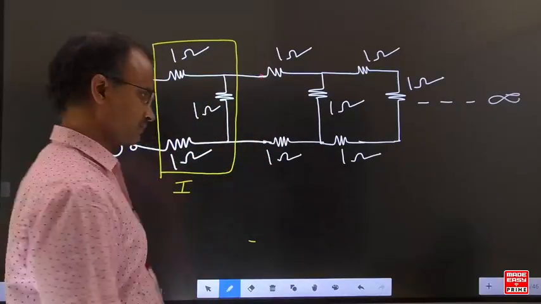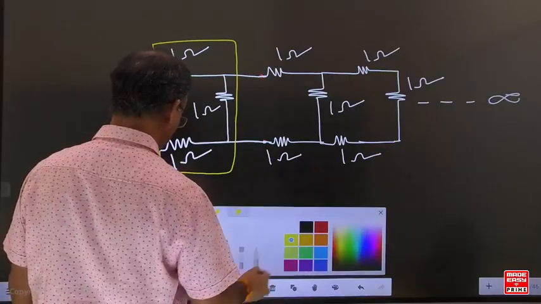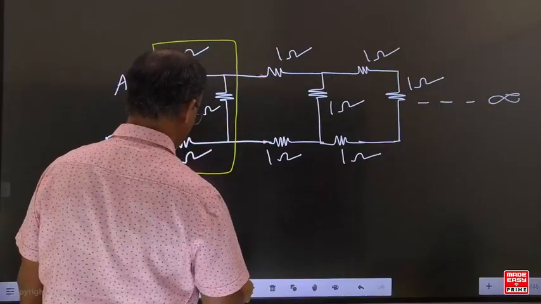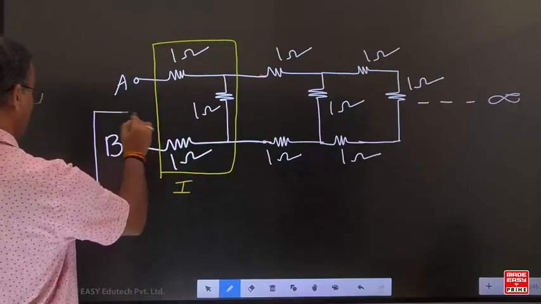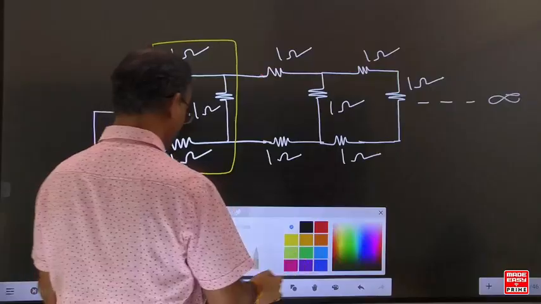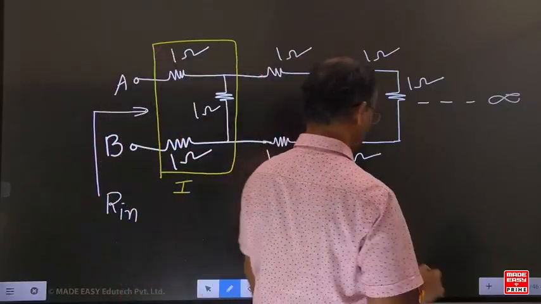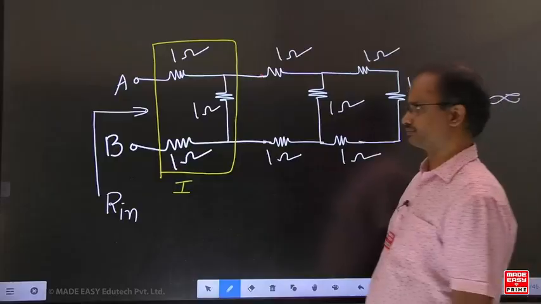Infinite number of sections are present. Whenever the infinite number of sections are present, with respect to AB points, assume the equivalent resistance is R input. Equivalent resistance is R input.